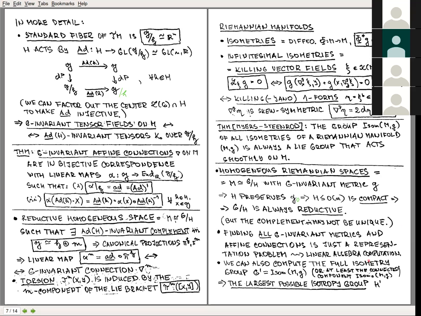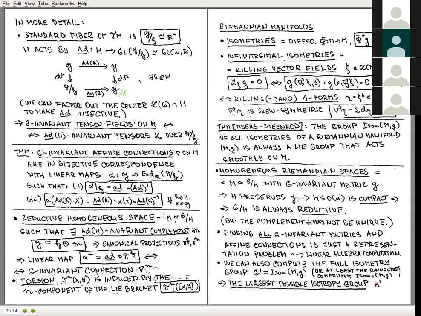We can also compute the full isometry group of the homogeneous space in question, or at least the connected component. We can first compute the infinitesimal isometries on the Lie algebra level, and then just integrate them, for example, by some matrix exponential, at least for the connected component of the identity. We can compute the full isometry group algorithmically, again, just by some linear algebra. And this way, if we look at the isotropy group inside this full isometry group G', we get basically the largest possible isotropy group H'.